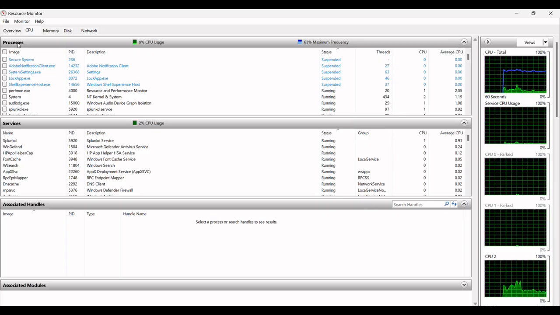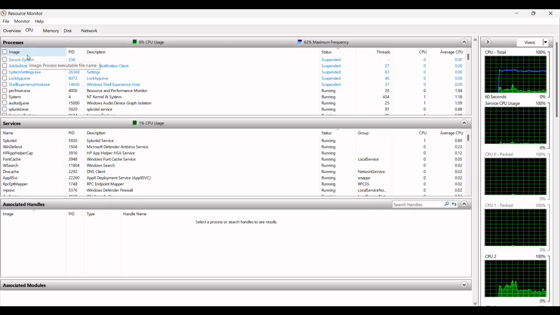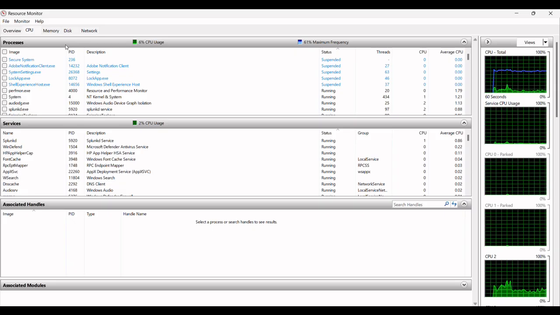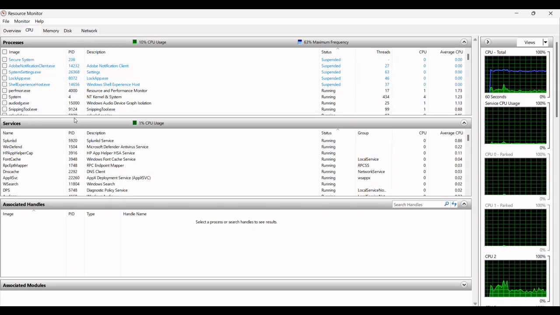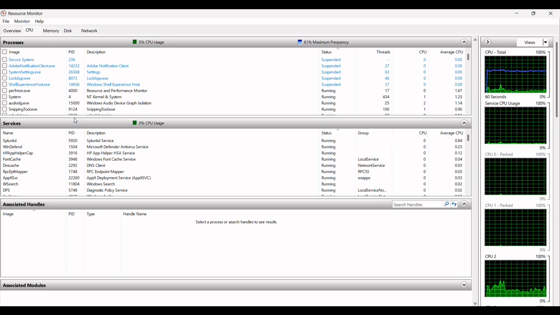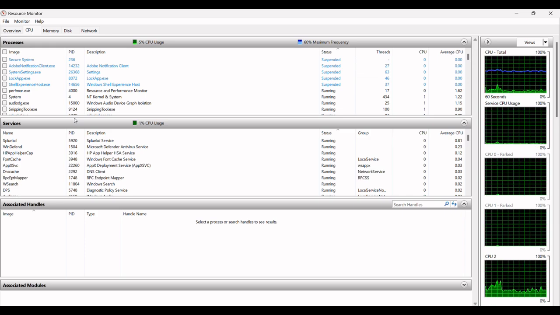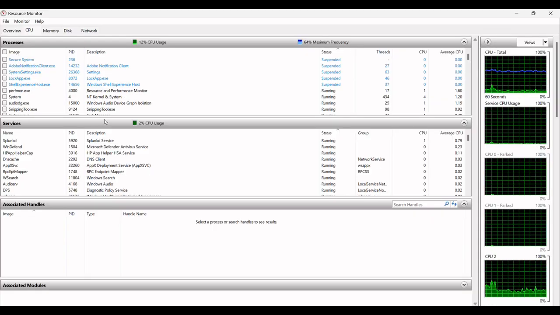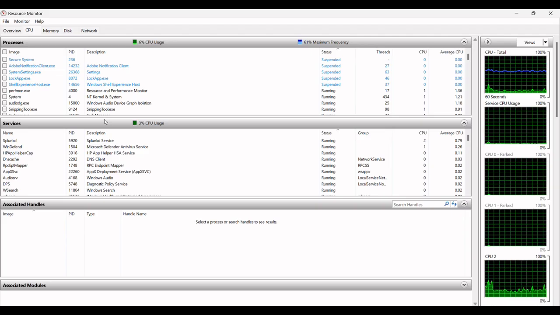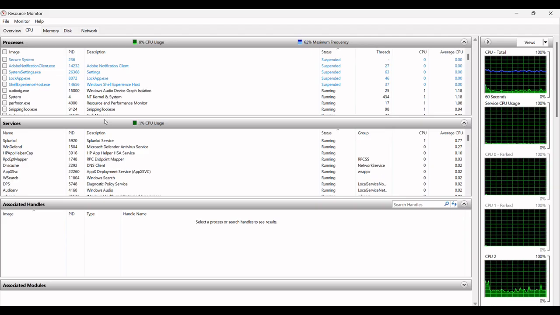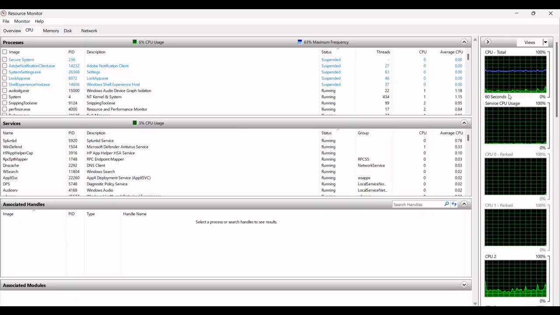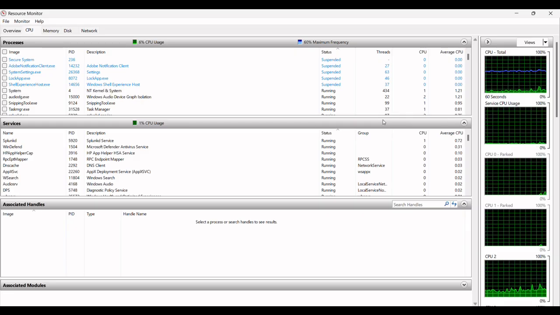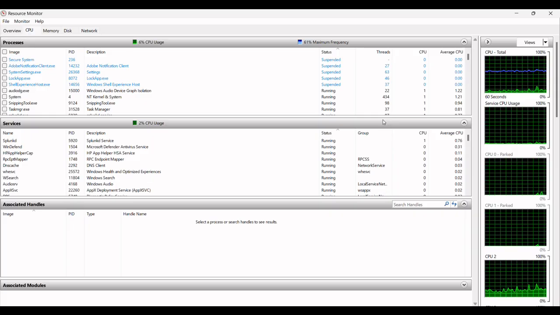In the process section, we can observe all active processes currently utilizing CPU resources. Each process is assigned a process ID, also known as PID, which uniquely identifies that running process inside Windows. The CPU column shows current processor consumption, while average CPU displays long-term utilization trends. Threads represent execution units running inside the process.